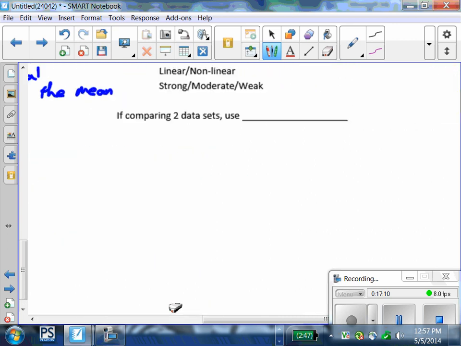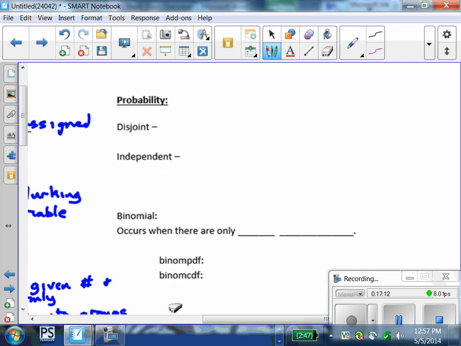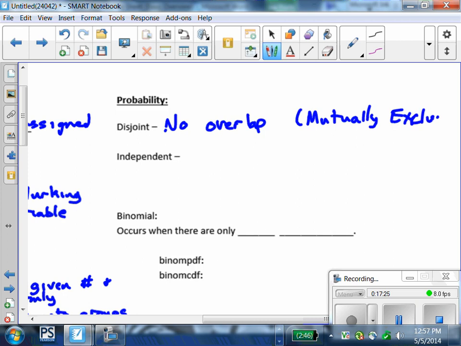All right. And then the final column, go back up to the top, probability. Two things are disjoint if there's no overlap, no common experience. You might also see this referred to as mutually exclusive. All right. Independent, one won't affect the other.